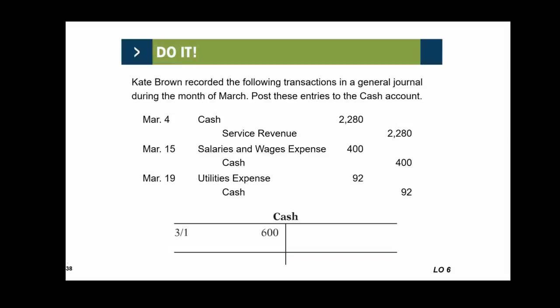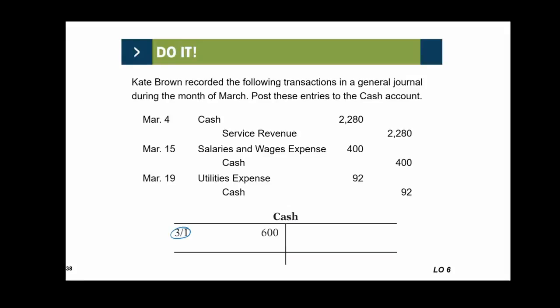Okay, so here Kate Brown recorded the following transactions in a general journal during the month of March. Post these entries to the cash account. So basically the beginning balance, this one indicates the beginning balance, which was the ending balance from the previous month. So the beginning balance was 600. Next, what do we have?